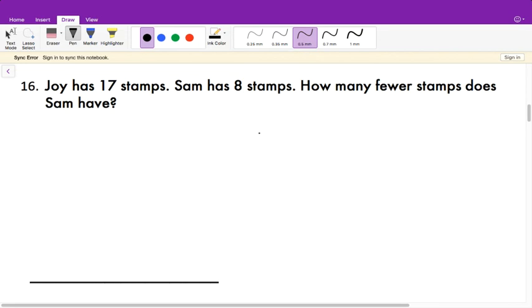Okay, let's read number 16. Joy has 17 stamps. Sam has 8 stamps. How many fewer stamps does Sam have? Okay, so first I'm trying to figure out what kind of problem this is. If it were a start, change, result, I know there would be an action, like someone is getting more, or they are giving some away, or using some, and there's no action here, so I know that this is not a start, change, result. Now, that means it can be a part whole or a compare problem.